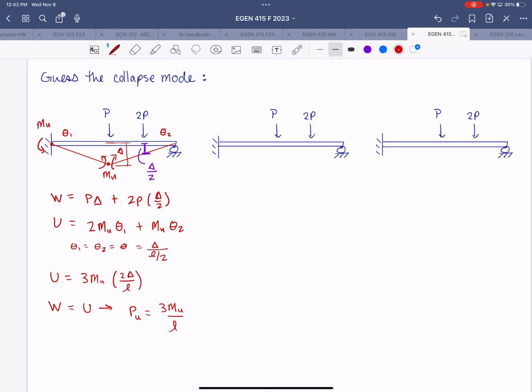The next scenario we'll consider is if the plastic hinge forms at the fixed support again, but then the other plastic hinge forms under the load 2P. So then our beam collapse mode will look like this. We'll have our moment mu at the plastic hinges. We have theta 1 and theta 2, which are not equal in this scenario. We have our distance delta.